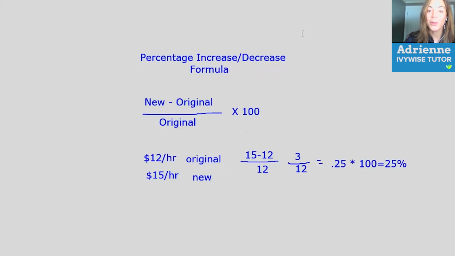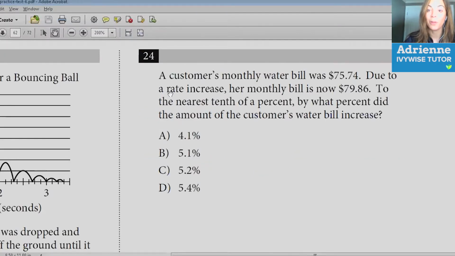So now I'm going to show you an example from one of the College Board Blue Book tests. This question 24 here comes from the College Board Blue Book test number 6. College Board feels that this is a medium or difficult level question.